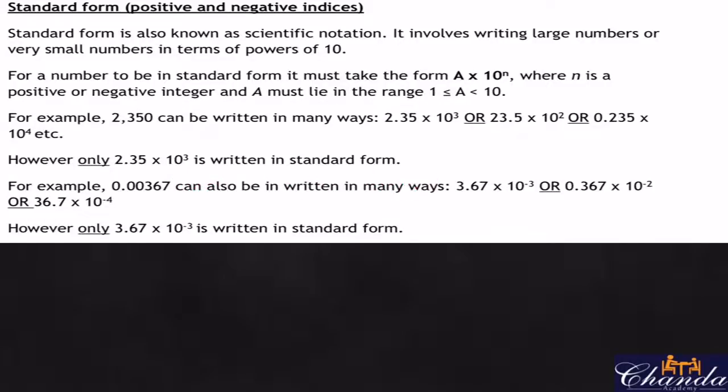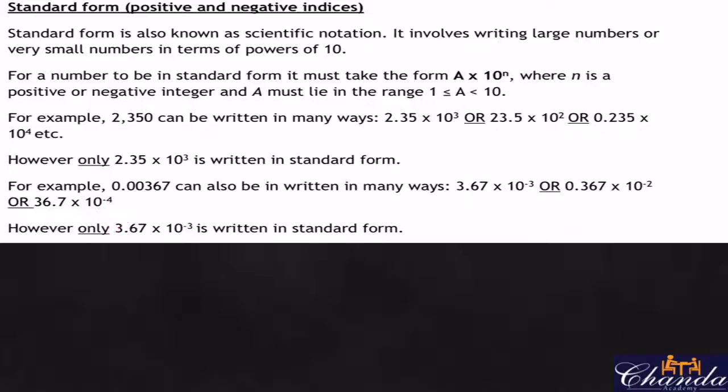Now, on the other hand, looking at a really small number, we have 0.00367. It can also be written in many different ways. So there's 3.67 times 10 to the power of negative 3, or 0.367 times 10 to the power of negative 2, or 36.7 times 10 to the power of negative 4.